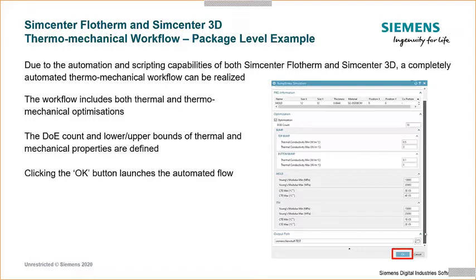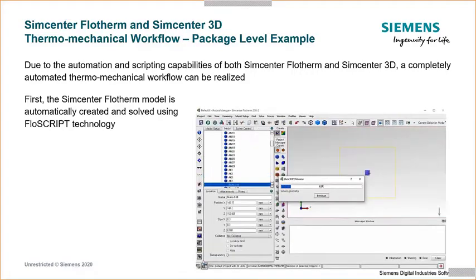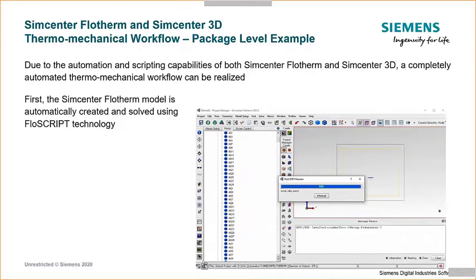Now, the first thing that happens is Simcenter Flowtherm. The Simcenter Flowtherm model of the package description is automatically created and solved using Flowtherm's FlowScript technology. So all of the solderables, all of the layers, the material assignments, the mesh, and the boundary conditions and power automatically scripted and defined, and then a solution instigated. And then the thermal results of this solution are saved out. So that's stage one. So that's just the thermal solution using Simcenter Flowtherm and FlowScript.